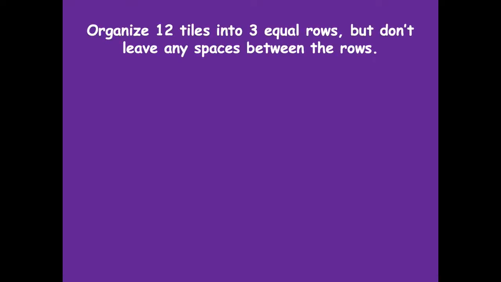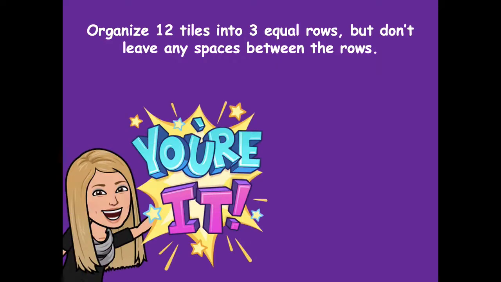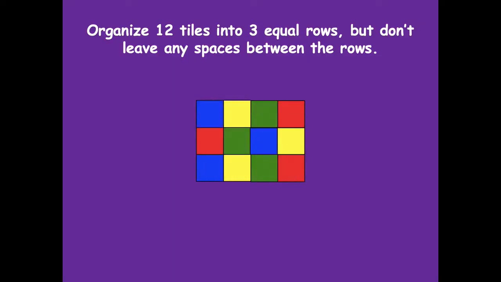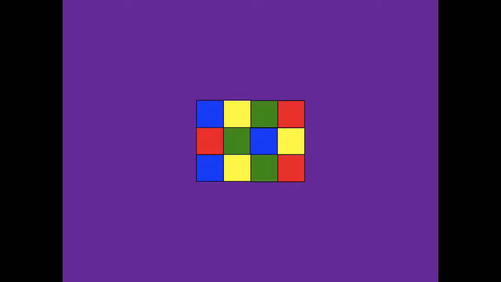All right, so we're going to organize 12 tiles now into 3 equal rows, but don't leave any spaces between those rows. Pause the video, take your 12 tiles, 3 equal rows. Remember, rows go side to side, and then click play when you're ready for the next step. All right, friends, pause if you need more time. Here's my array that I drew, right? We have 3 equal rows.